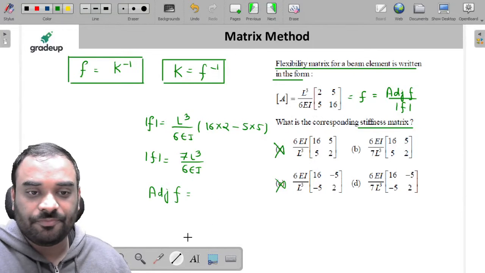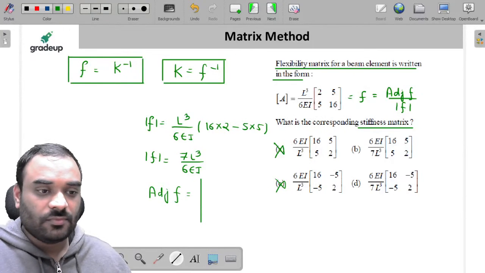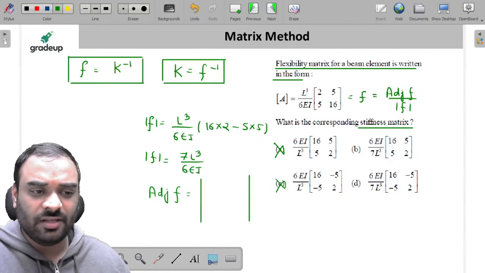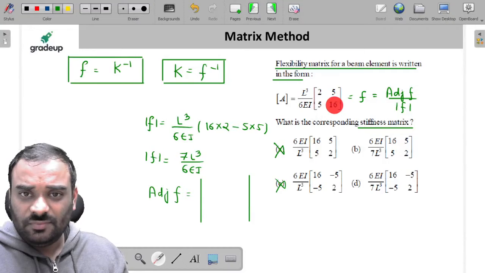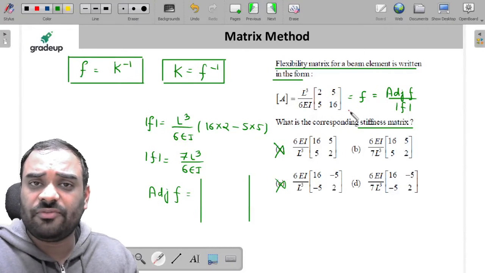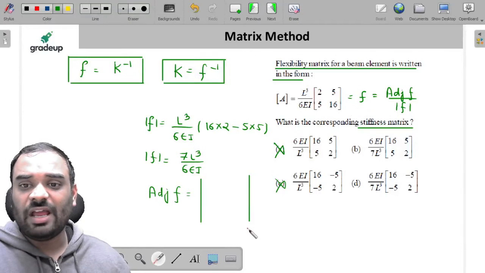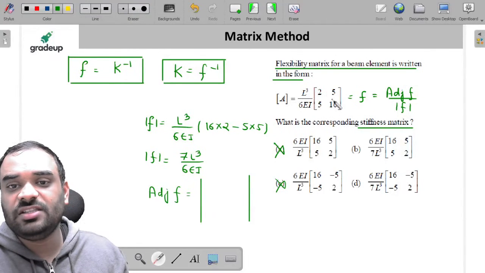Adjoint of f. So how to find the adjoint of f? It is very easy. It is a 2 cross 2 matrix here, right? You have learned the concept of adjoint of f, or adjoint of any matrix, in mathematics. What we have to do, my friends, is interchange these two elements.